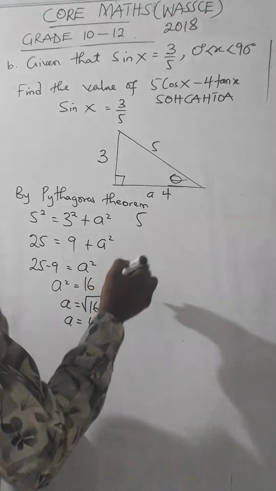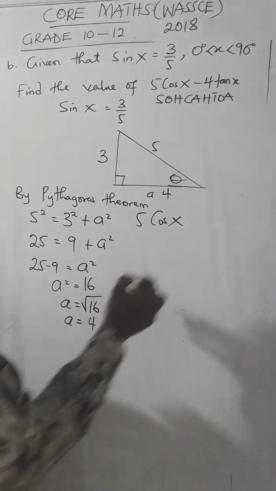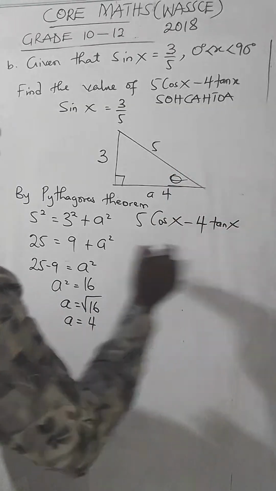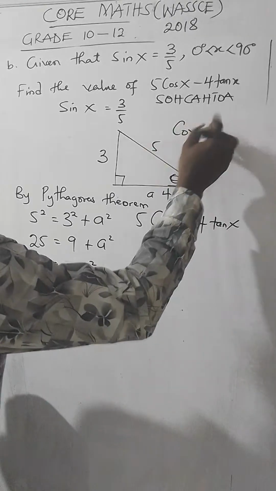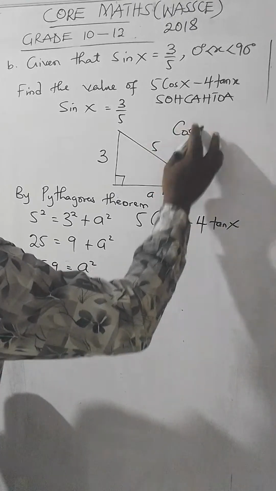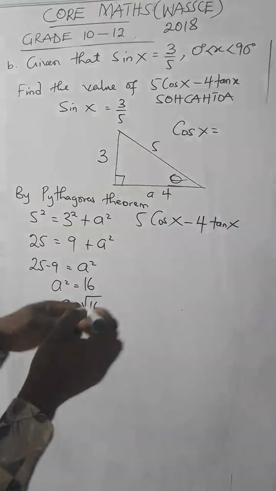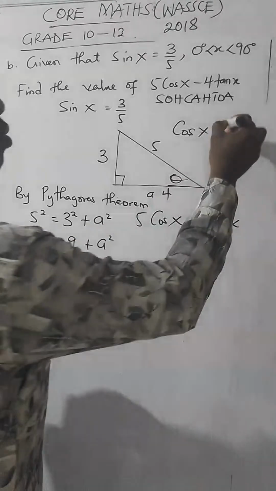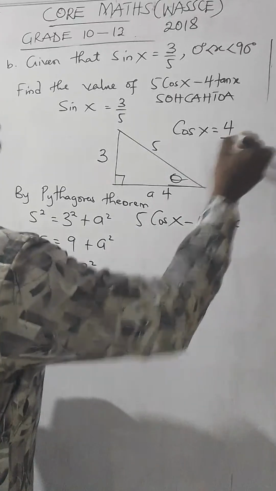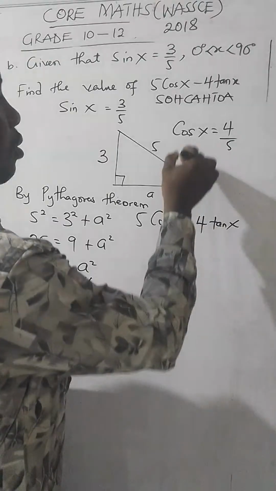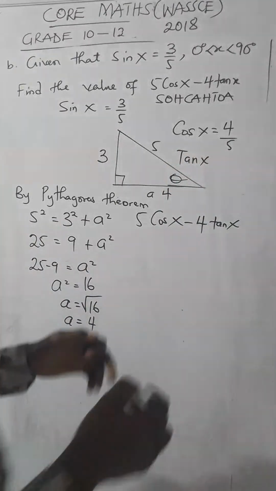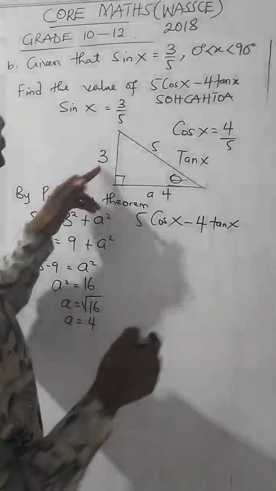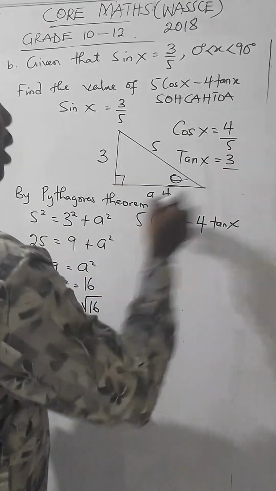You have 5 cos x minus 4 tan x. So when you look at cos x, cos is adjacent on hypotenuse, so the adjacent, that is what, 4, on the hypotenuse, that is 5. Then you look at tan also, tan x. Tan is opposite on adjacent, so the opposite is 3 and the adjacent is 4.